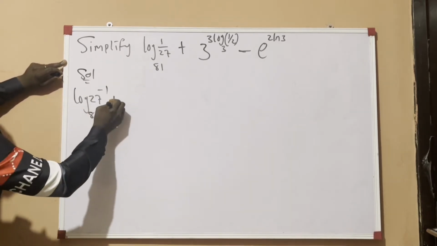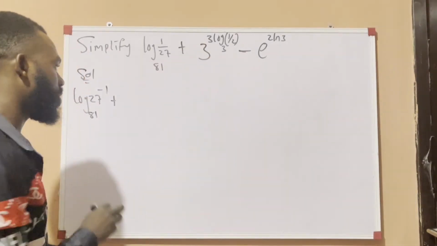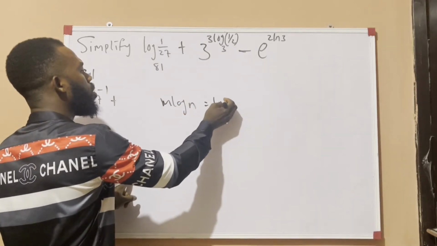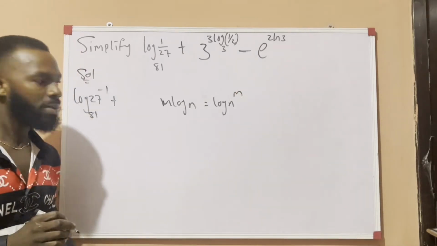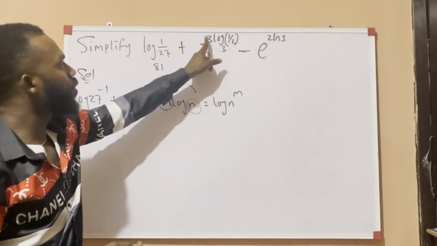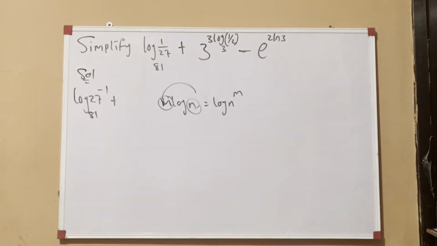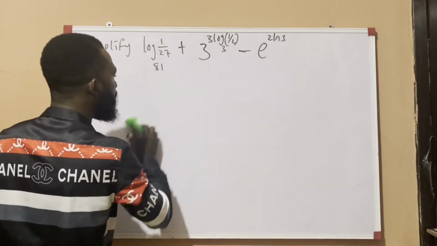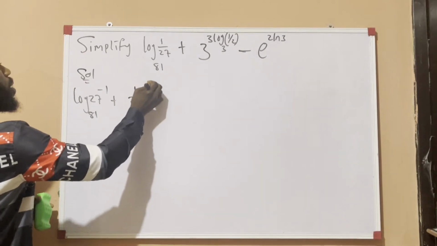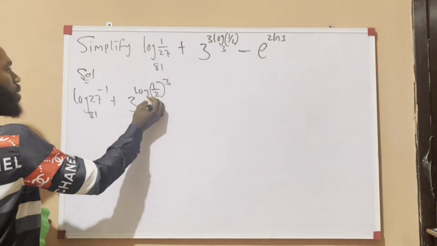Alright? Plus, here, what I will do is this. The 3 at the back, according to the law of logarithm, which says if you have n log m, it becomes log m raised to the power of n. The number goes and becomes the power of the number. So if 3 comes here, it becomes 1 over 2 raised to the power of 3. So here becomes, step by step, 3 raised to the power of log 1 over 2 now raised to the power of 3, to the base of 3.